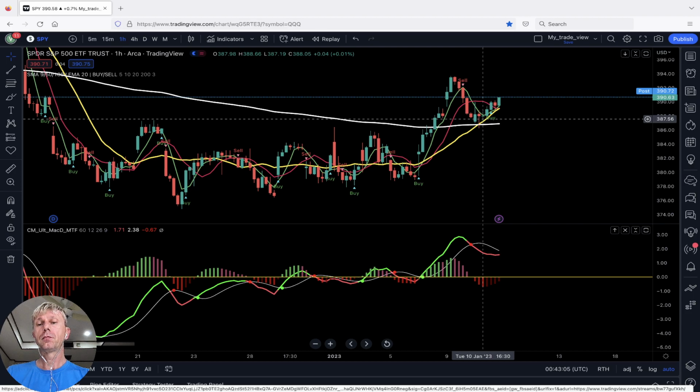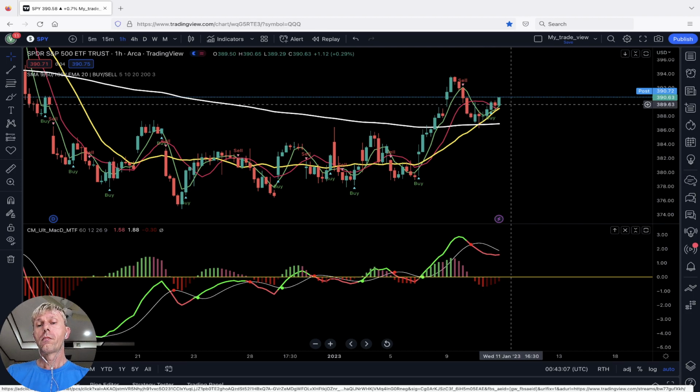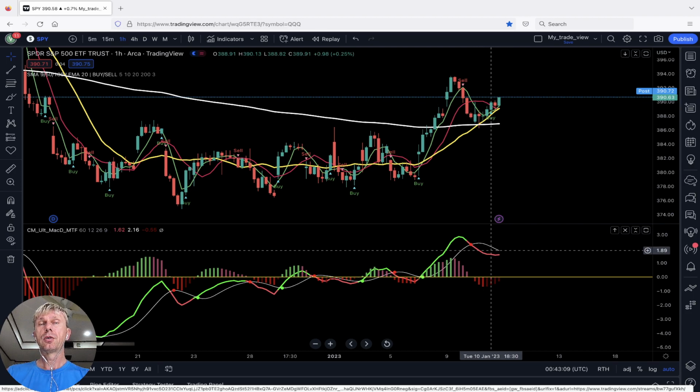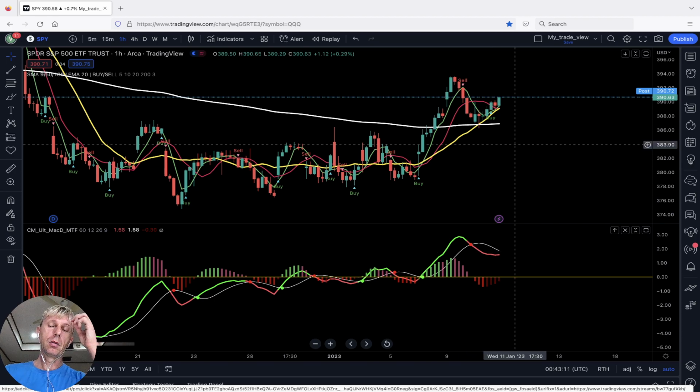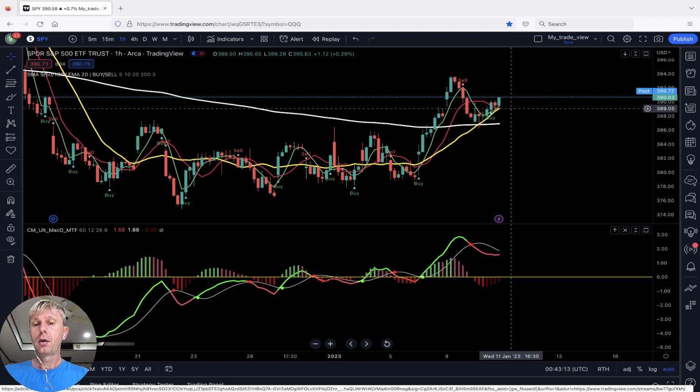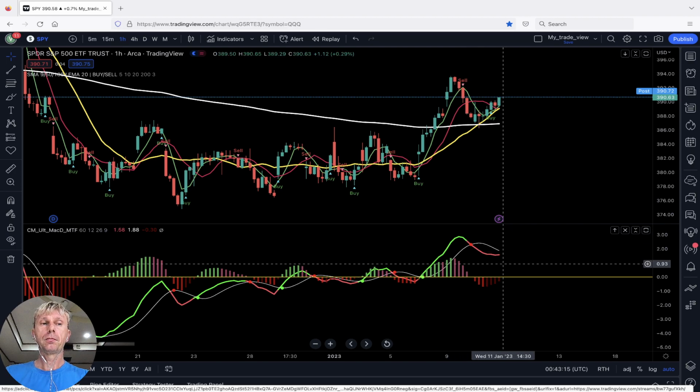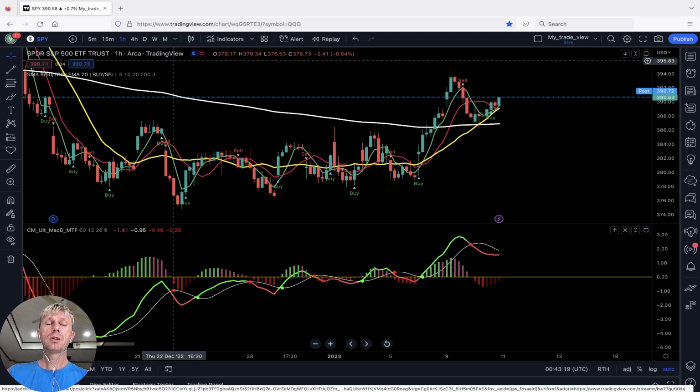MA20 did bullish crossover, bullish trend, but MACD is still bearish. On moving averages it looks great, it looks bullish. On MACD it's still bearish, on 1 hour only. On 4 hours and daily, bullish.